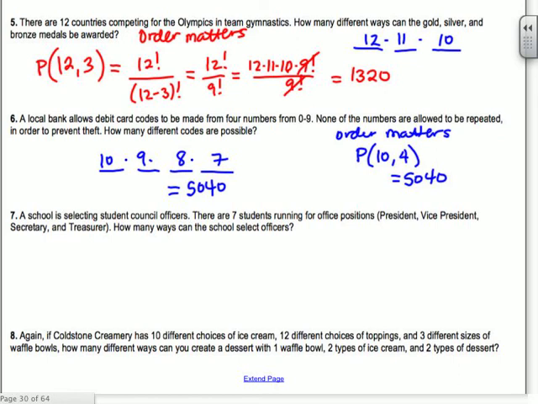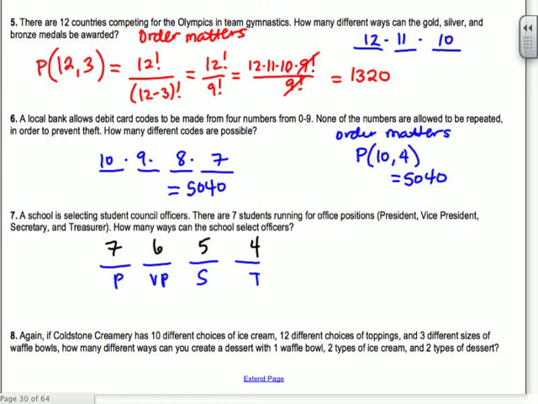All right, so a school is selecting student council officers. There are 7 students running for office. So the office positions are president, vice president, secretary, treasurer. How many different ways can the school select officers? So let's say we have president, vice president, secretary, and treasurer. There are 7 students running for these office positions. So I have 7 choices for the first one. After I choose the president, I get 6, 5, 4.